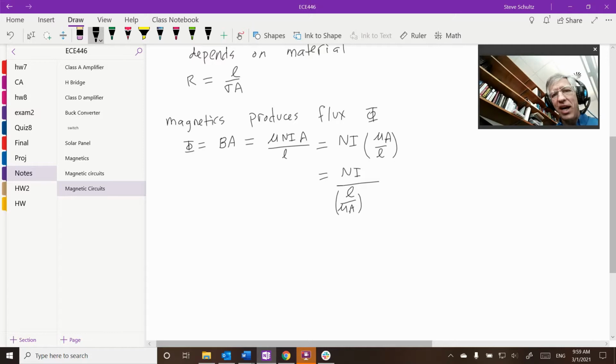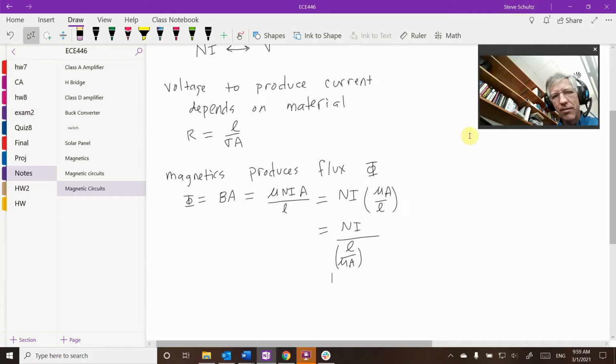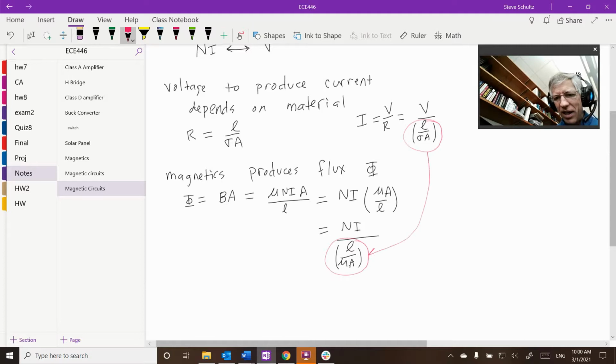Oh, well, if I come back up to my circuit equivalent, we had that my current is equal to the voltage divided by the resistance, which is the voltage divided by L over sigma times the area. Oh, well, look at that. So we see that this piece right here and this piece right here look again very similar. Okay, and that's this concept of equivalence.